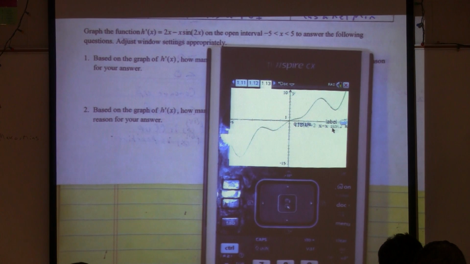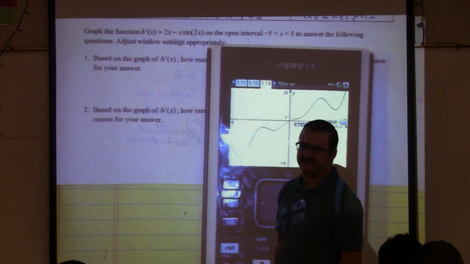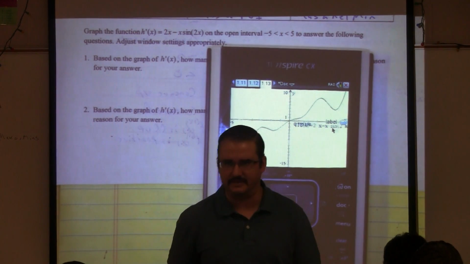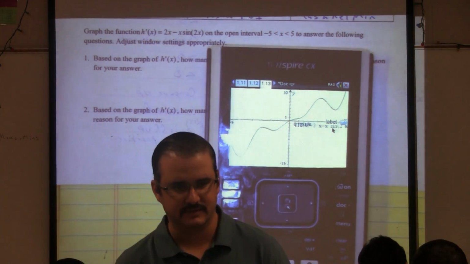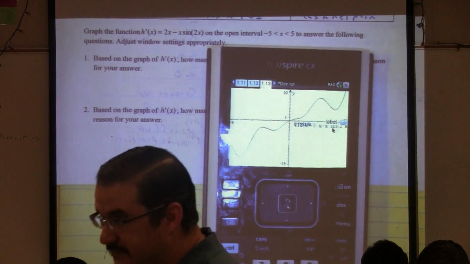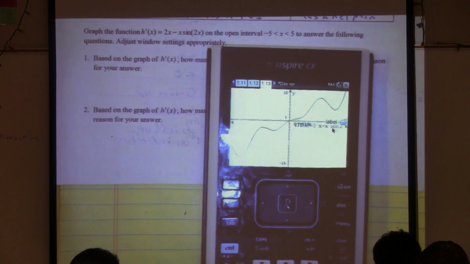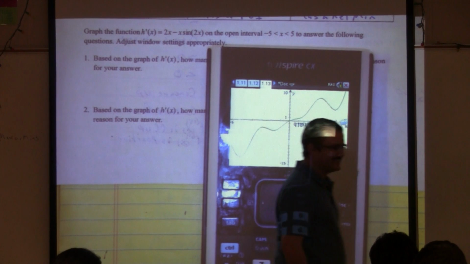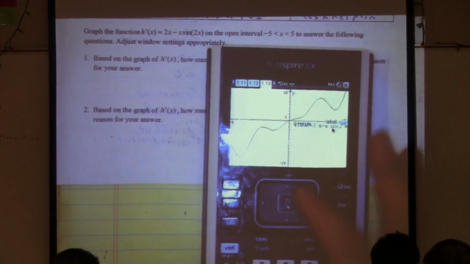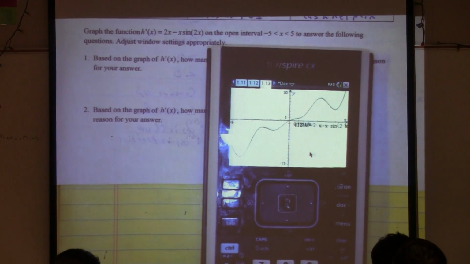Do we do the top one too? The top one, I left it at 10 because I could see what was going on up here. Sounds good? What did I set it as? -15 to 10. Alright, so now we can see this derivative graph pretty good.